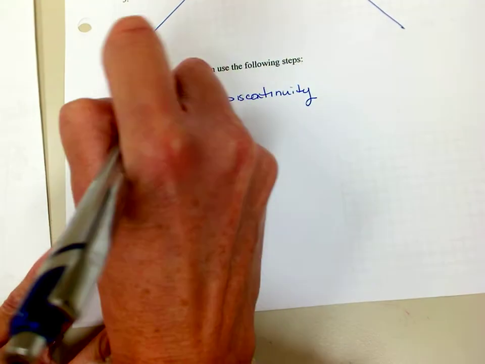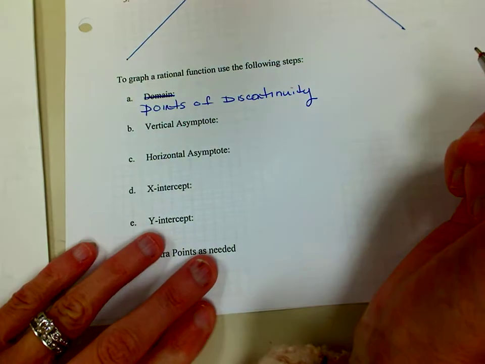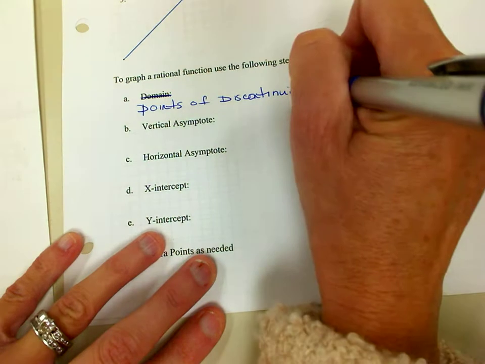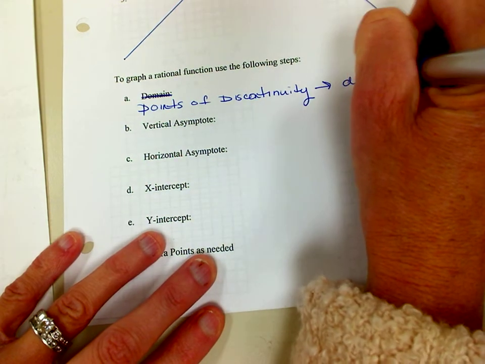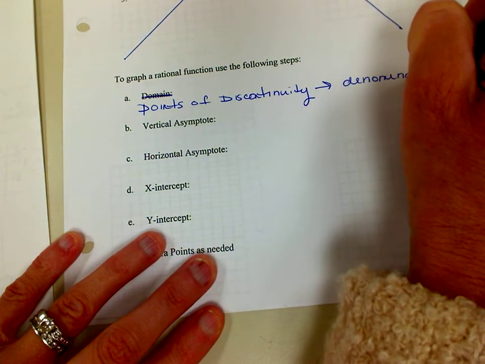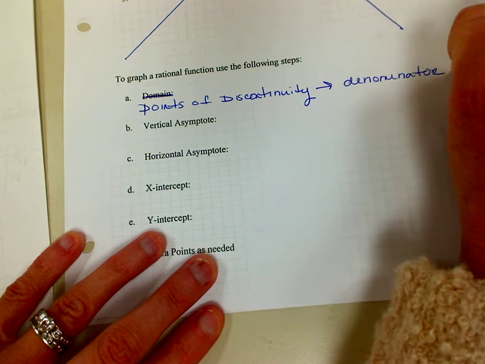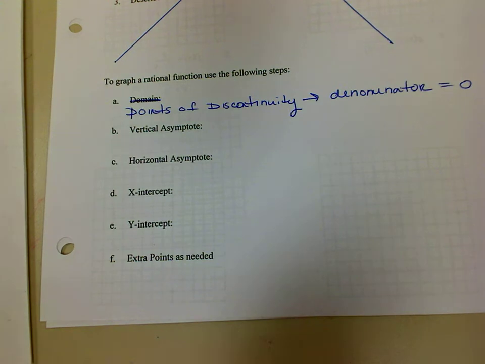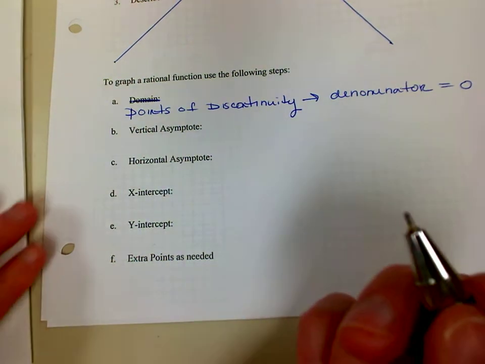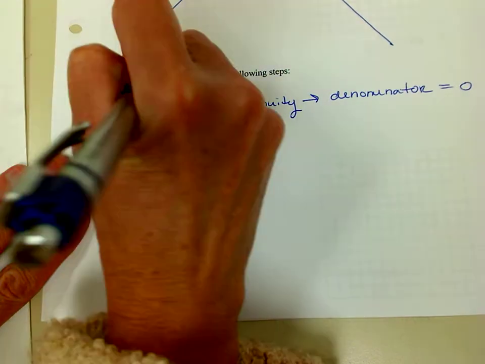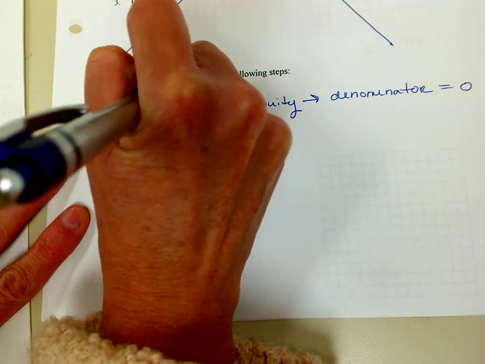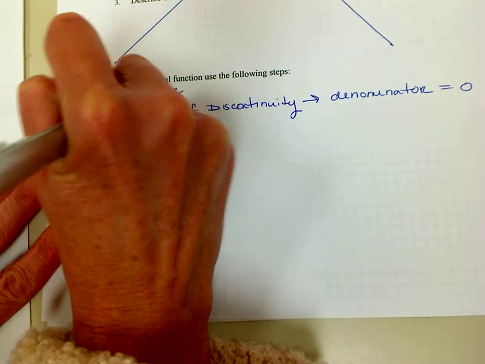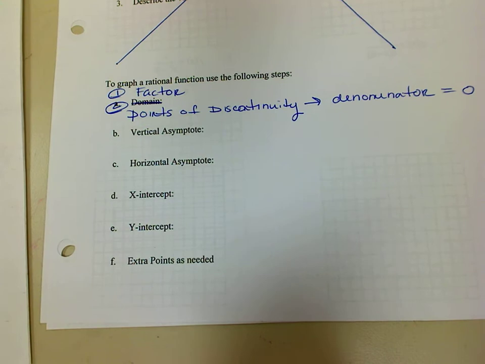So I'm going to cross this off actually. The points of discontinuity is where you look at the denominator and you set it equal to 0. That's where you're going to have a break in the graph. And actually the first thing that you want to do is factor. And this is the second thing you want to do.